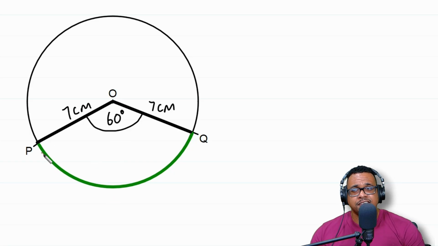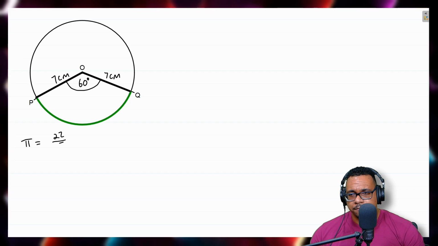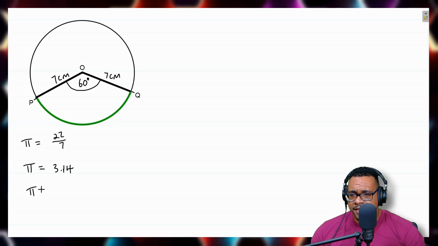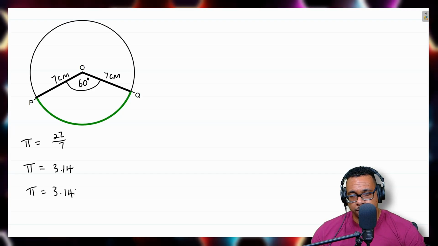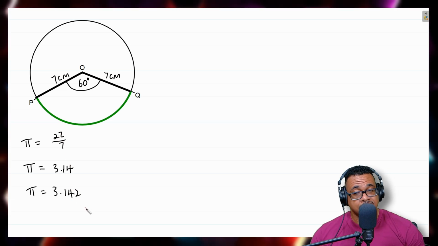So we are going to find the length of the minor arc PQ and also the area of the minor sector POQ. We have our radius as 7 centimeters and our angle theta as 60 degrees. Now in the exam, they usually tell you what they want you to use pi as. Sometimes they might say use pi as 22 over 7, sometimes use pi as 3.14, or they might say use pi as 3.142. These are the usual options they require you to use for pi in the exam.